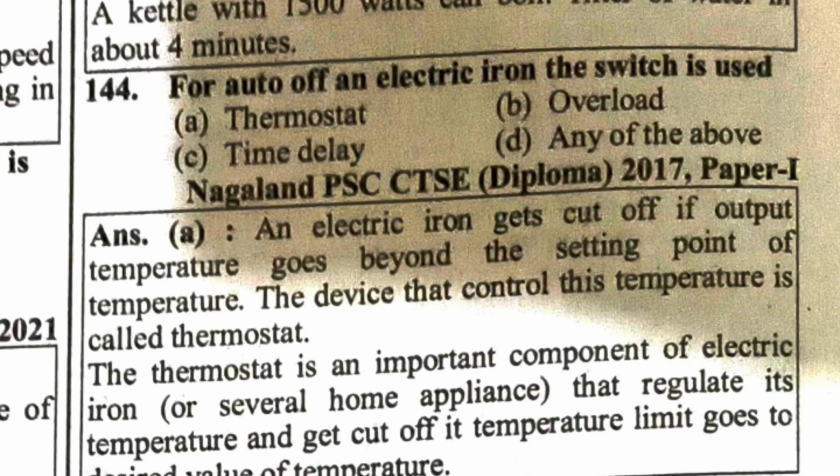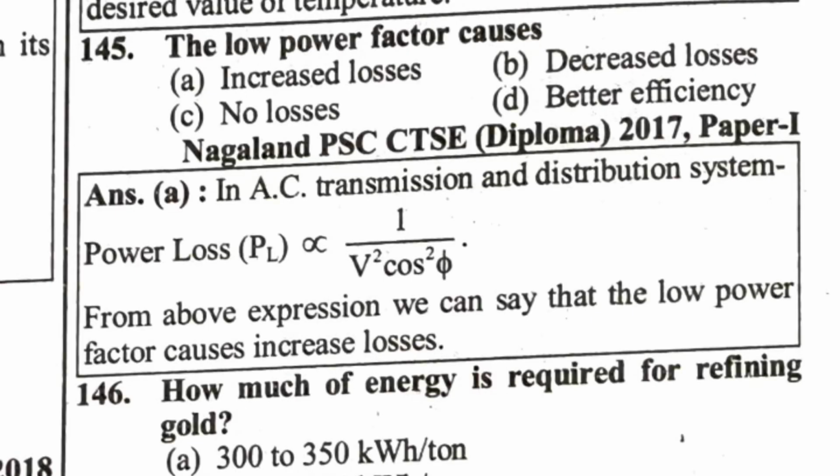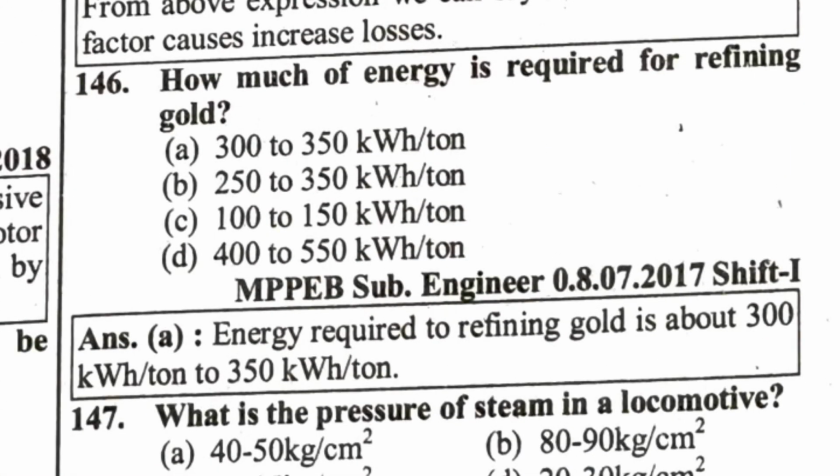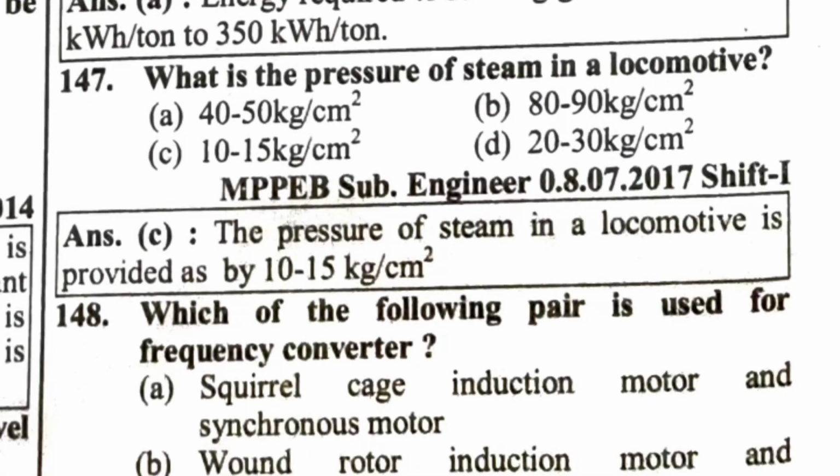For auto off of an electric iron, the switch used is a thermostat. Low power factor causes increased losses. How much energy is required for refining gold? 300 to 350 kilowatt hour per ton. What is the pressure of steam in a locomotive? 10 to 15 kg per centimeter square.